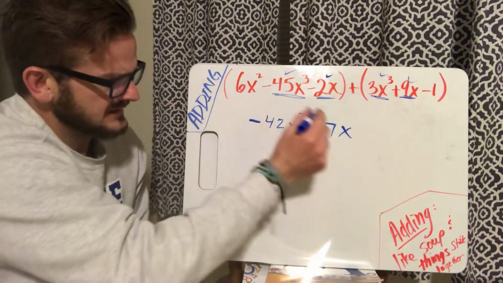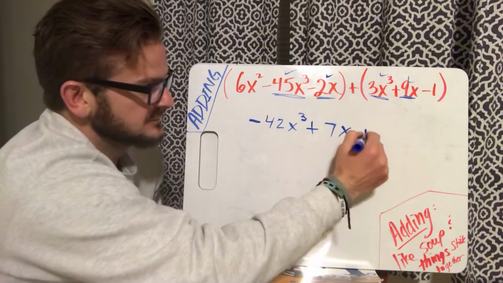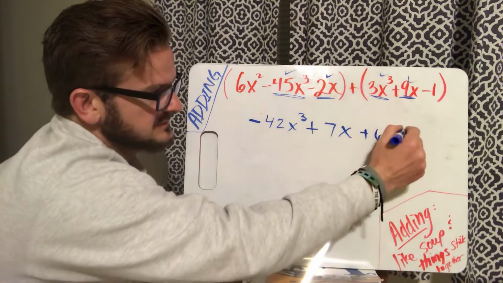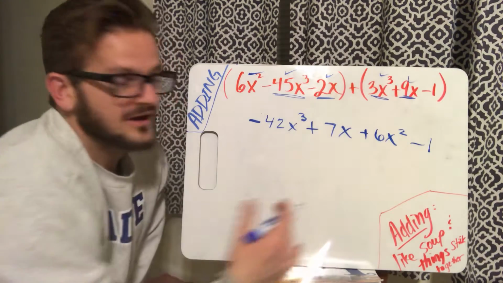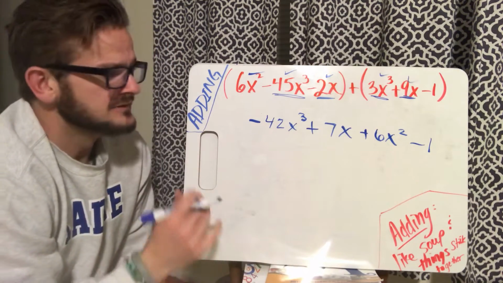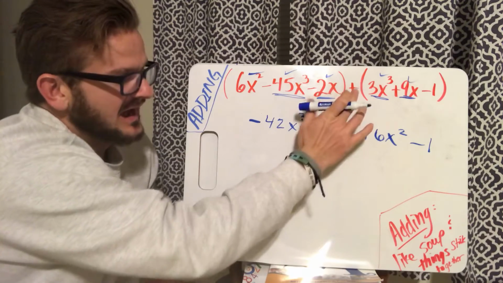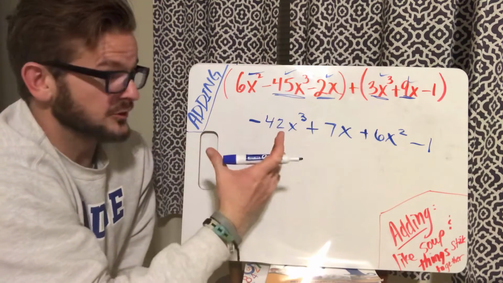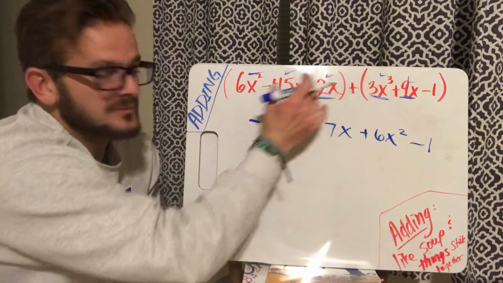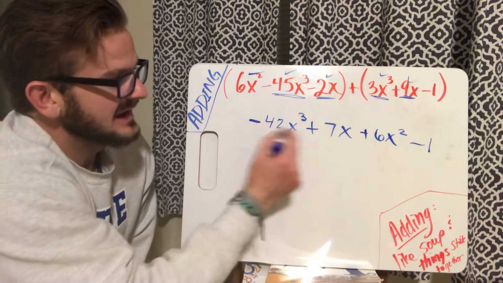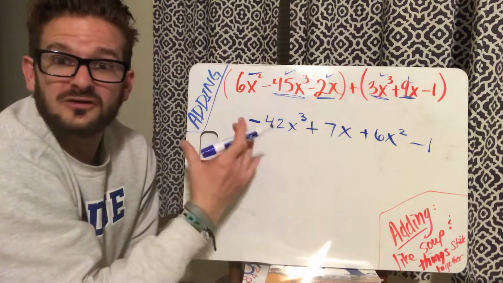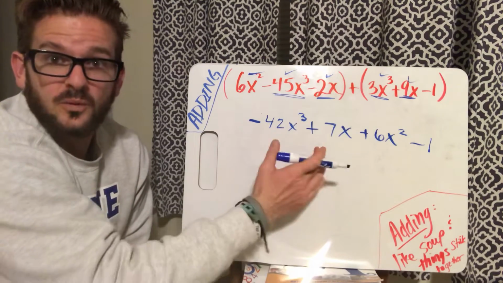And then I have 6x squared, which doesn't have anything that goes with it. It's positive 6x squared, that sign stays. And then the last thing is negative 1, which also does not have a like term. So when I think of addition, I think of combining like terms. Take every like term in the first, combine it with its like term in the second. And this is fully simplified. There are no other terms that can go together.